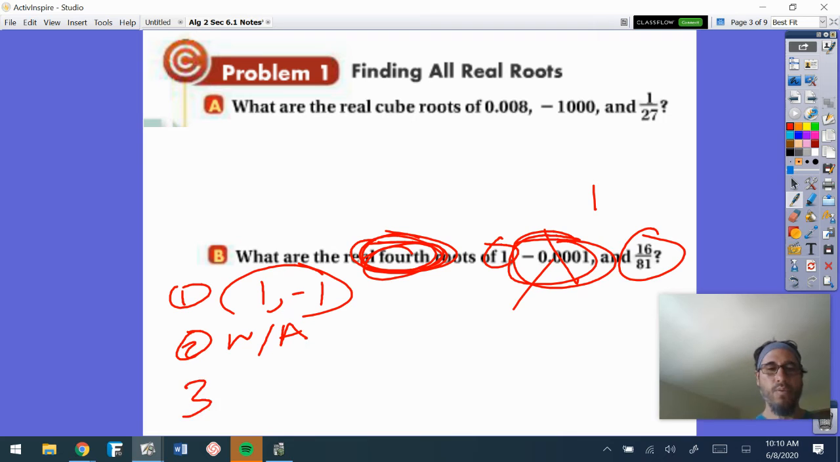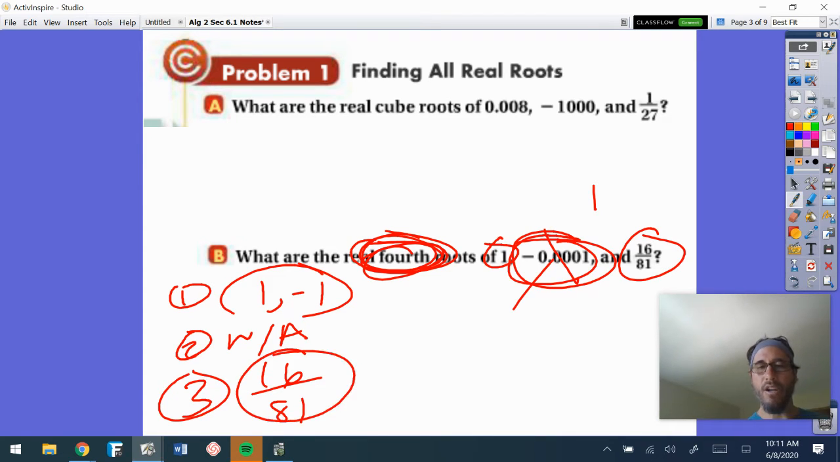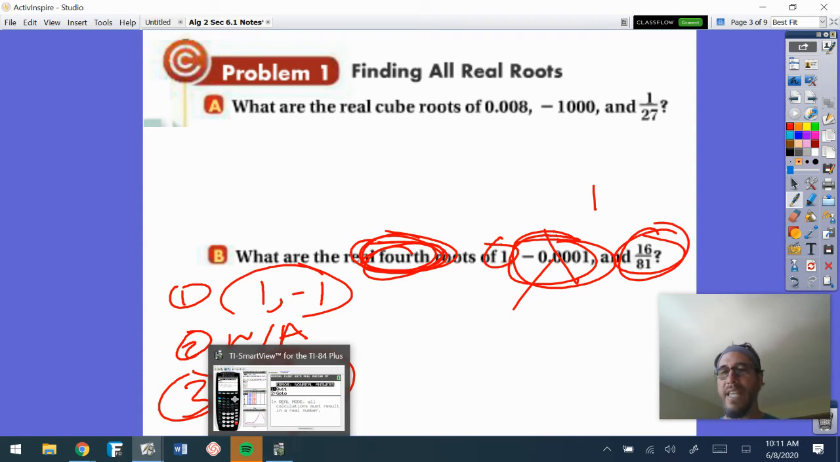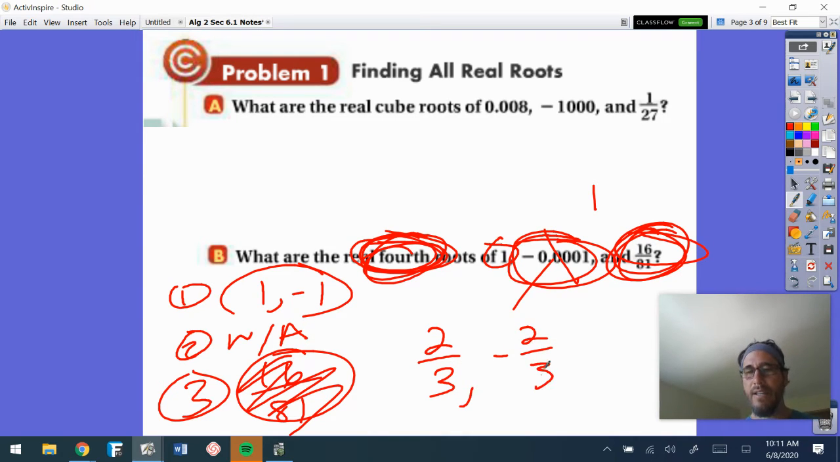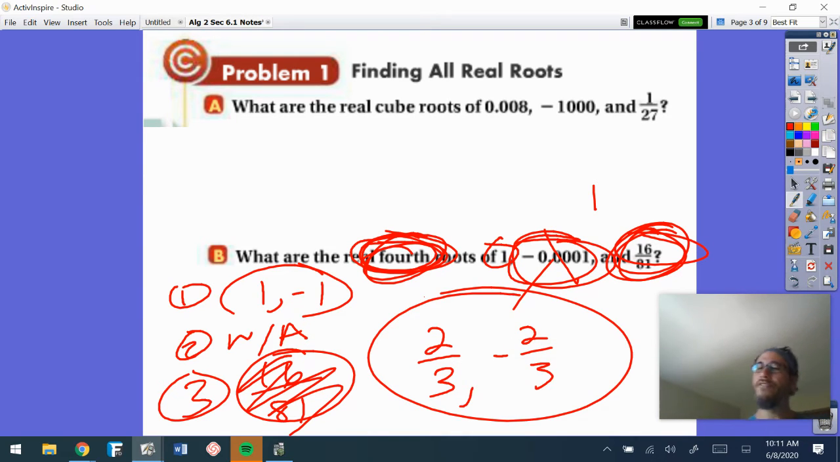And then our last one would be 16 over 81. What the heck are the fourth roots of that? And I'm circling like that, like it is the answer. It's not the answer, but what the heck? 4, I need 4 of something. How do you get to 16? Well, that's 2 times 2 times 2 times 2. How do you get to 81? That's 3 times 3 times 3 times 3. And remember, since it's a fourth root and that's even, both of those would be my fourth roots.